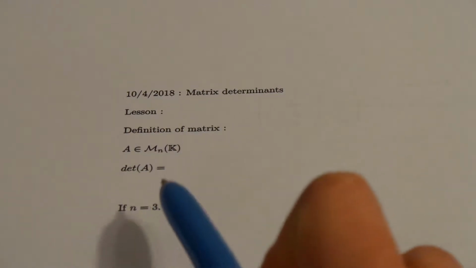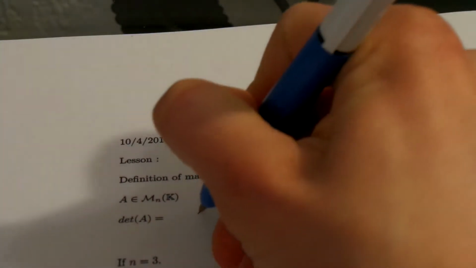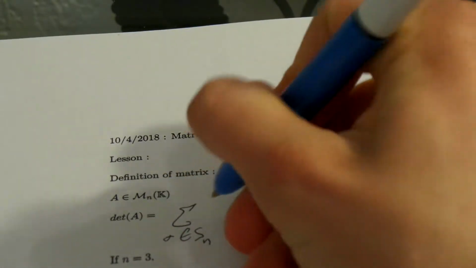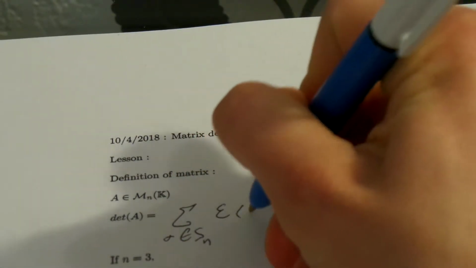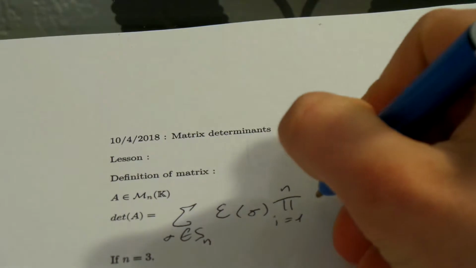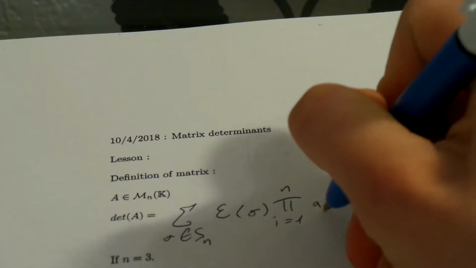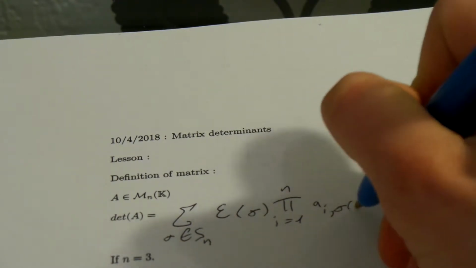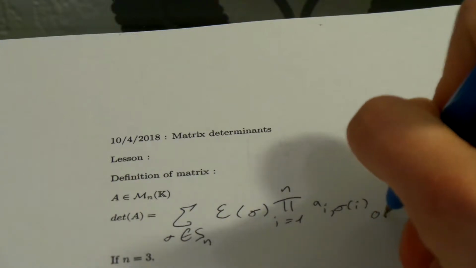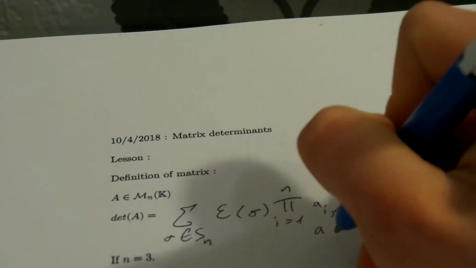For any matrix A of size n by n with values in R or C, the determinant of A is given by the sum over permutations sigma in the symmetric group of order n of the signature of the permutation times the product for i from 1 to n of the coefficients of A in line i and column sigma(i), or A in line sigma(i) and column i.